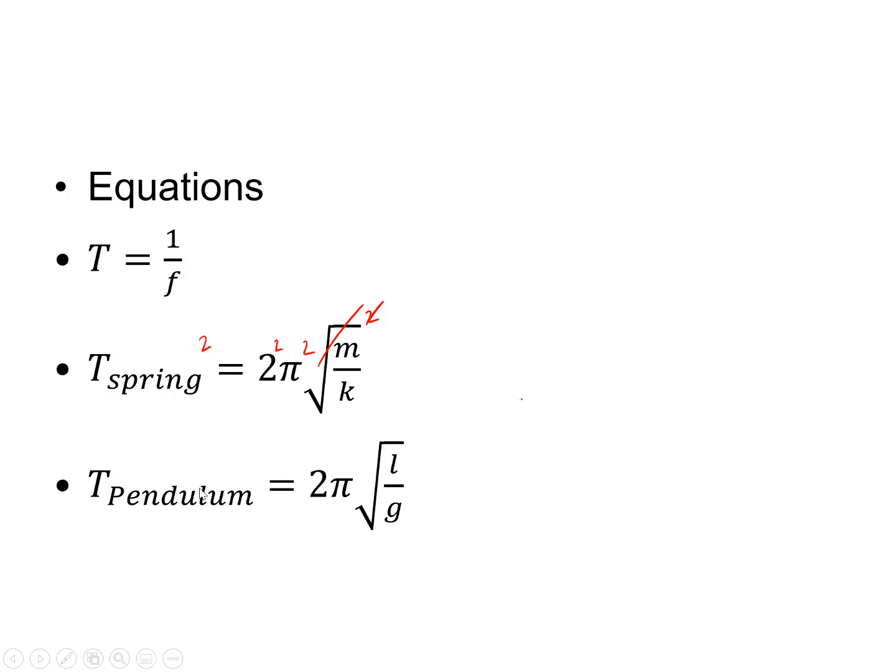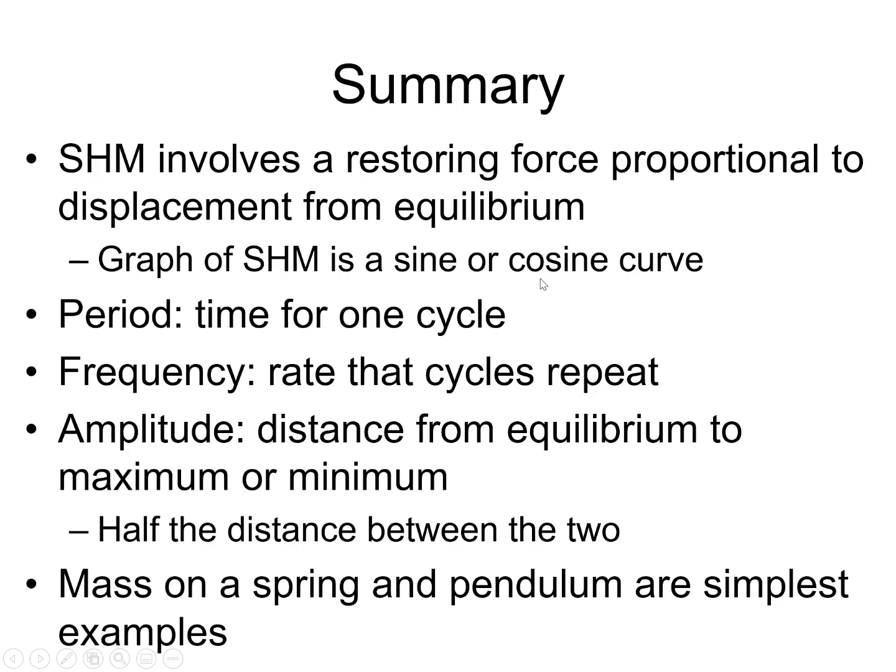Same thing with the pendulum. Pendulum period is 2 pi root L over g. And so if you need the frequency, you can always just calculate the period first and then take the reciprocal. So in summary, simple harmonic motion involves a restoring force proportional to the displacement from equilibrium, but in the opposite direction. A graph of this motion is a sine or cosine curve.